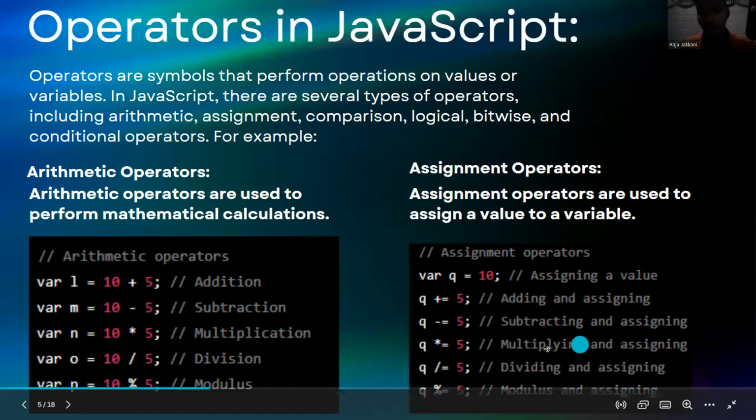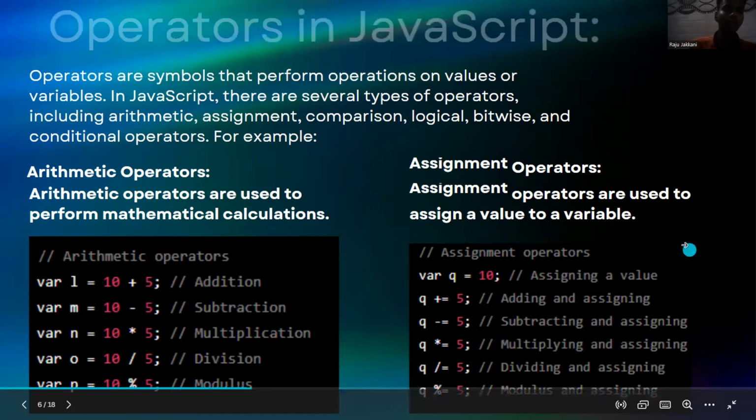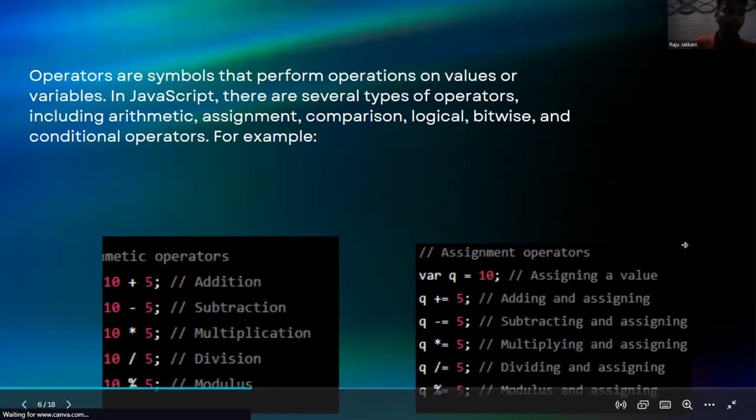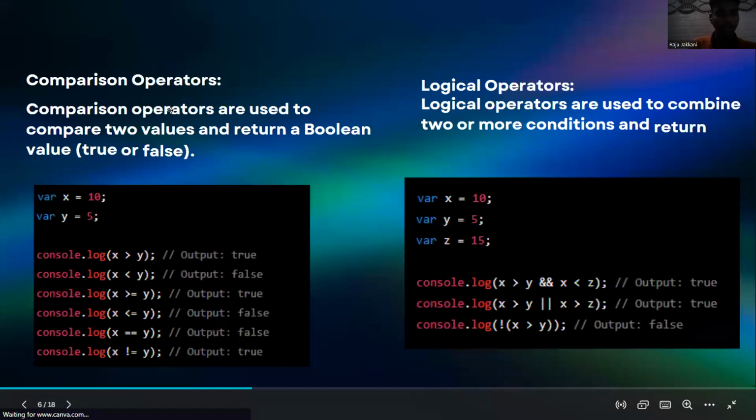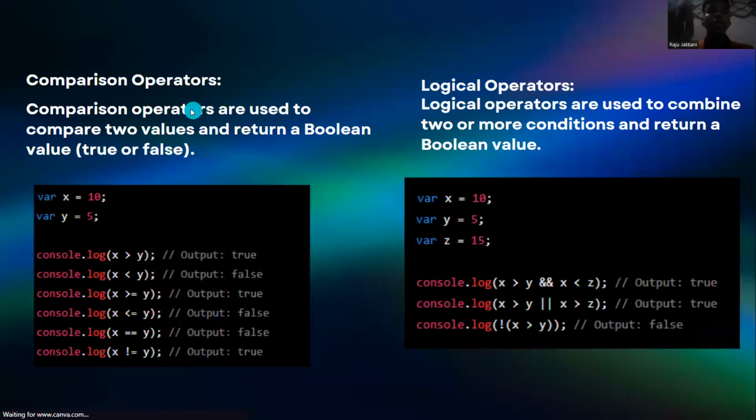Similarly, subtracting and assigning the values and everything. Now we move to the next operator, that is comparison operator. Comparison operator is used to compare two values and return a Boolean value, true or false. If both are equal, then it will return the output as true or false.